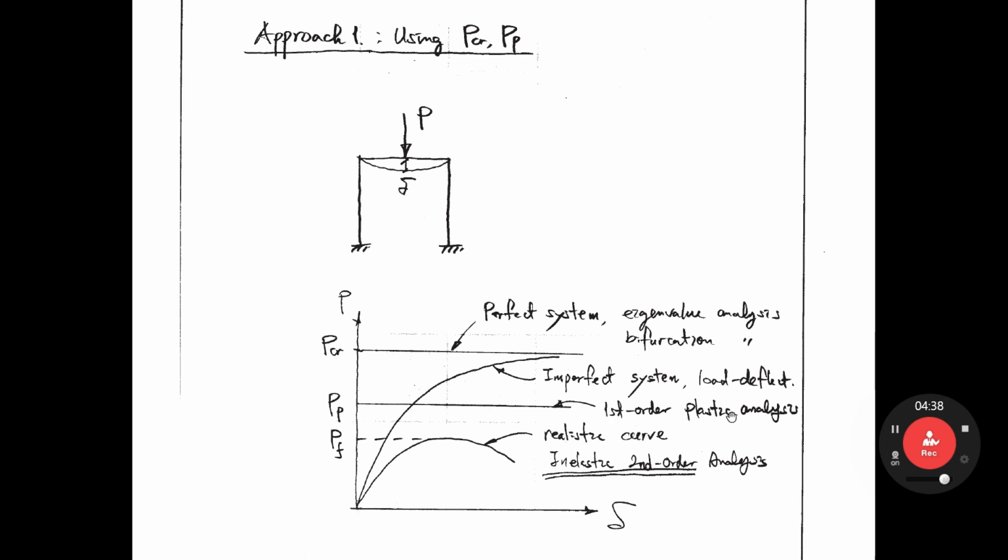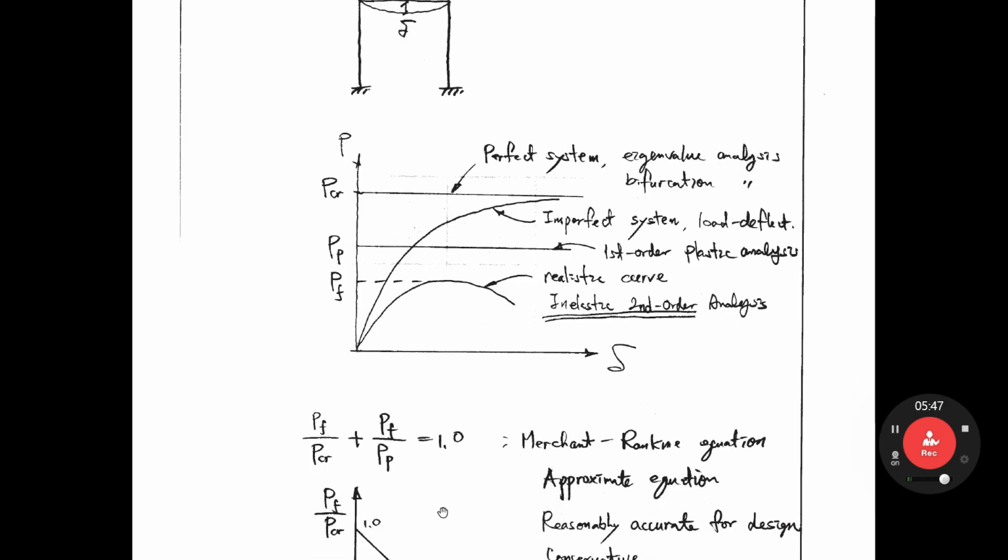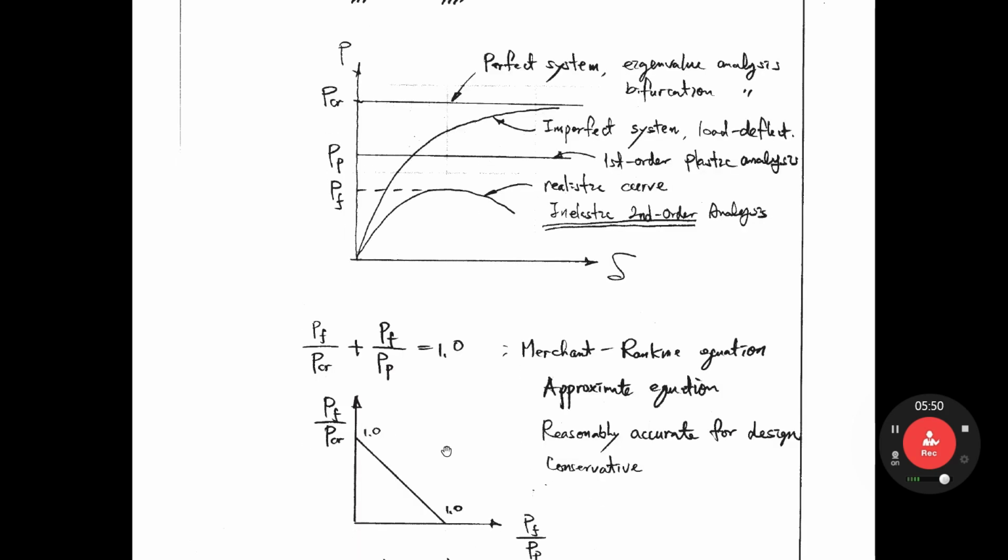If we do plastic analysis, then we can get the plastic collapse load here. PCR considers geometric nonlinearity. PP considers material nonlinearity. If we consider these two at the same time, we can get this curve, the failure load. This curve is a realistic curve. The curve considers inelastic second order effect. We call it the inelastic second order analysis or nonlinear inelastic analysis. So as long as we get PCR and PP, we can calculate PF.